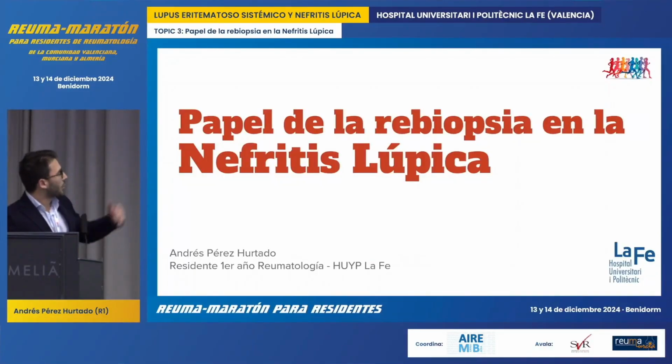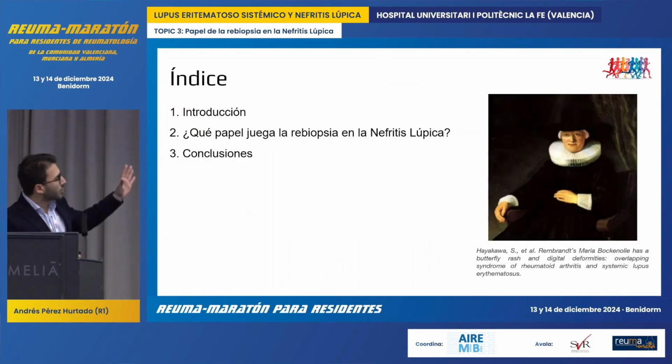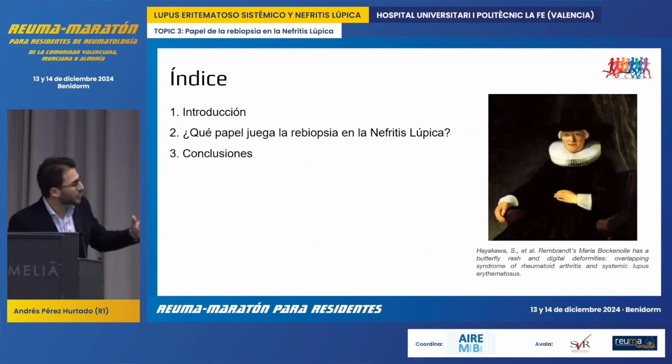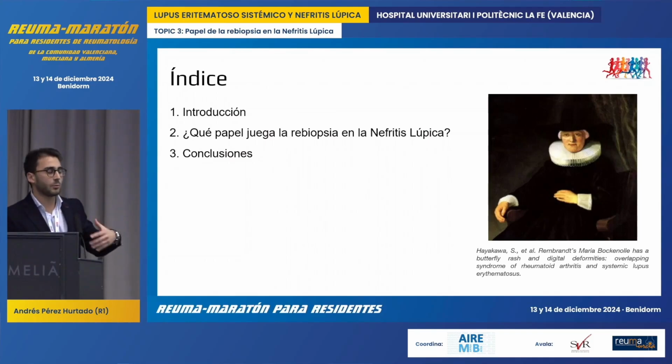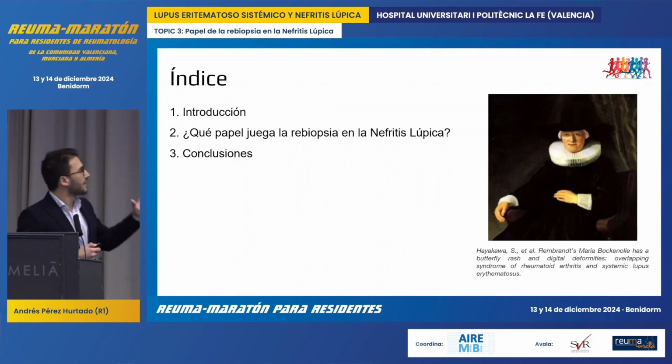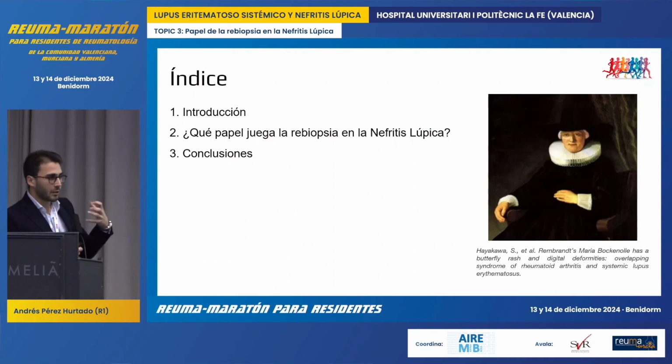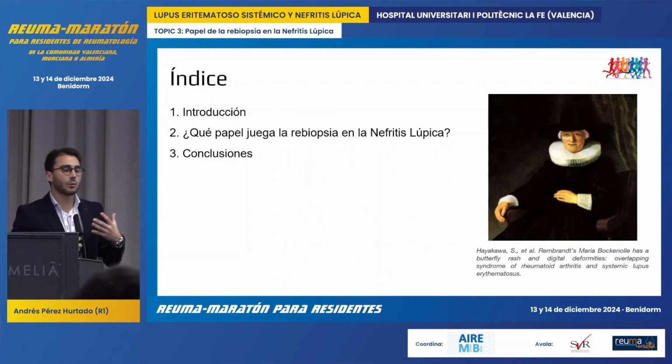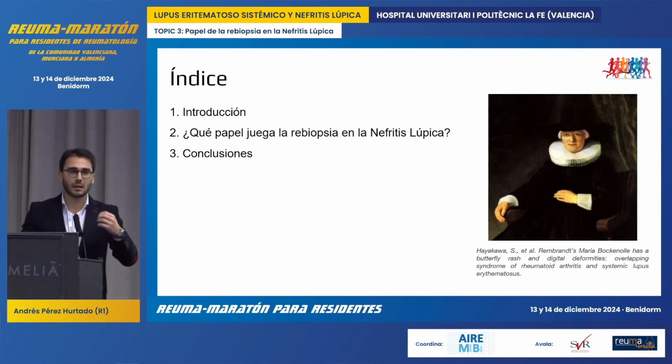Well, my topic today, as you can see, is going to be about the role of repeat biopsy in lupus nephritis. First of all, we'll start with a brief introduction about the role of lupus nephritis within lupus. Then we'll move on to the main part of the presentation, and finally, I'd like to share with you the main ideas I want you to take away from everything I'm going to say in the next few minutes.